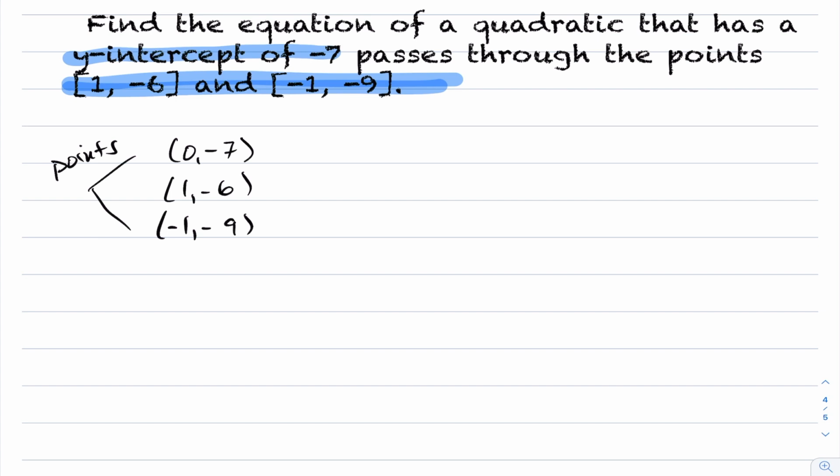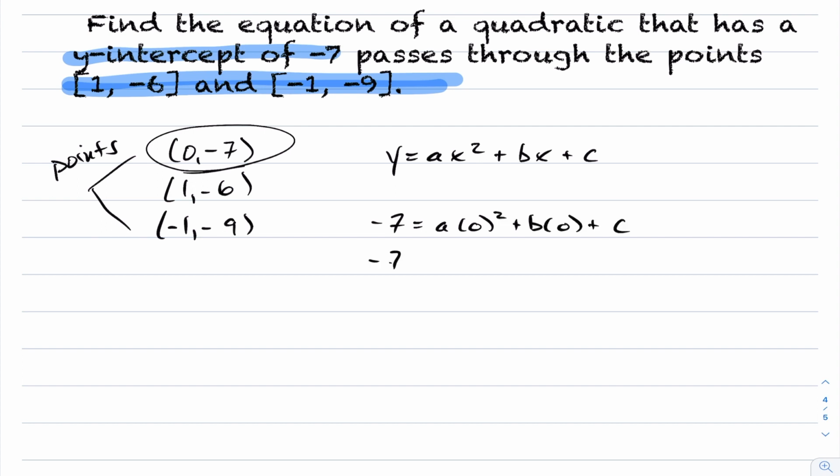So we're going to go to standard form. So standard form here is y equals ax squared plus bx plus c. Now I have a y-intercept of -7. If you sub this point in here, your y value is -7. My x value is 0. And you'll notice here, everything here cancels. We end up getting my c value is -7.